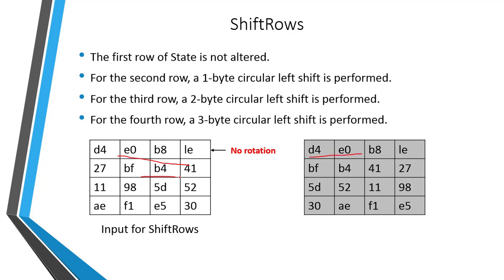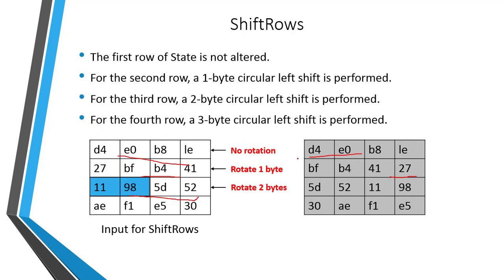For the second row, a 1 byte circular left shift is performed. So 27 is left shifted. So BF, B4, 41, and after that 27. So this is the output of the second row. So a 1 byte rotation is performed. After that, a 2 byte circular shift is performed.